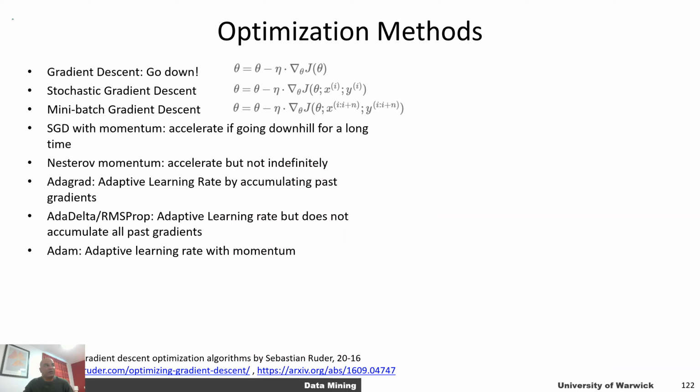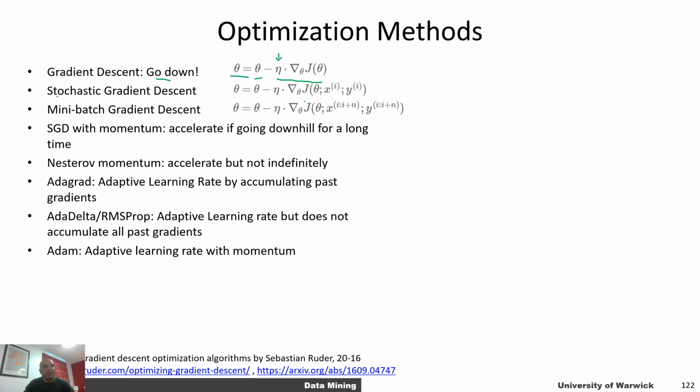You can have your gradient descent optimizer, which essentially says always go down. You update your weights in the direction opposite to the gradient with a learning rate of eta. And what you do is you take all of your data set, you take the derivative of your loss function with respect to the weights for the whole of your data set, and you take a step.